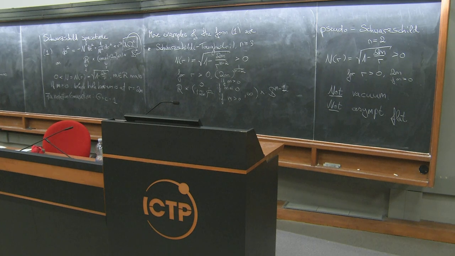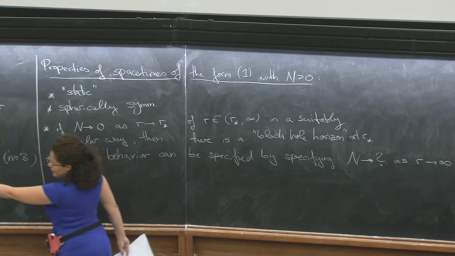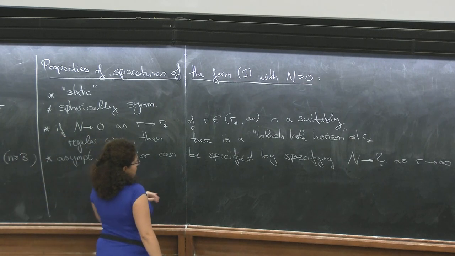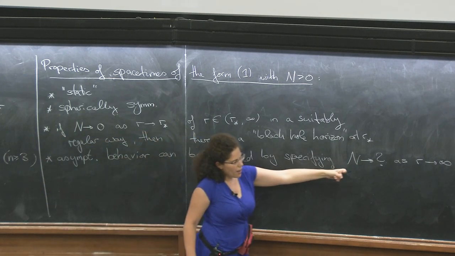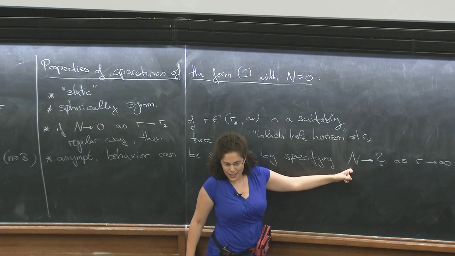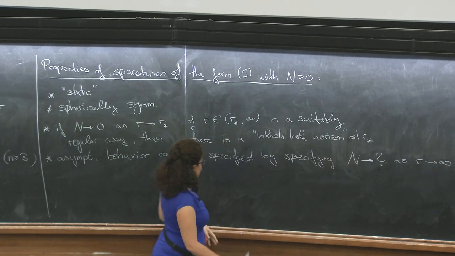If we wanted to say we are asymptotically anti de Sitter, like in the last example I didn't even write down, we would impose other asymptotic conditions on this function n. Okay?